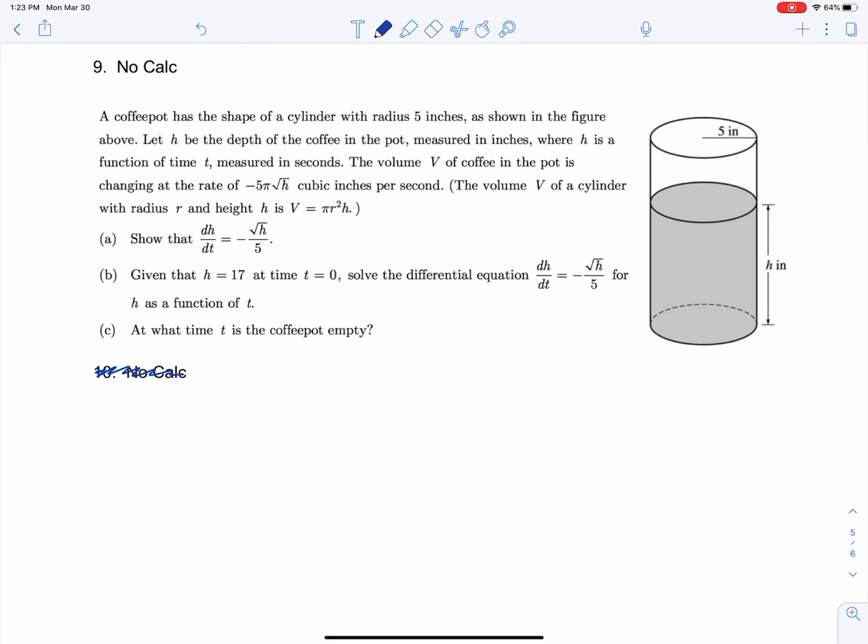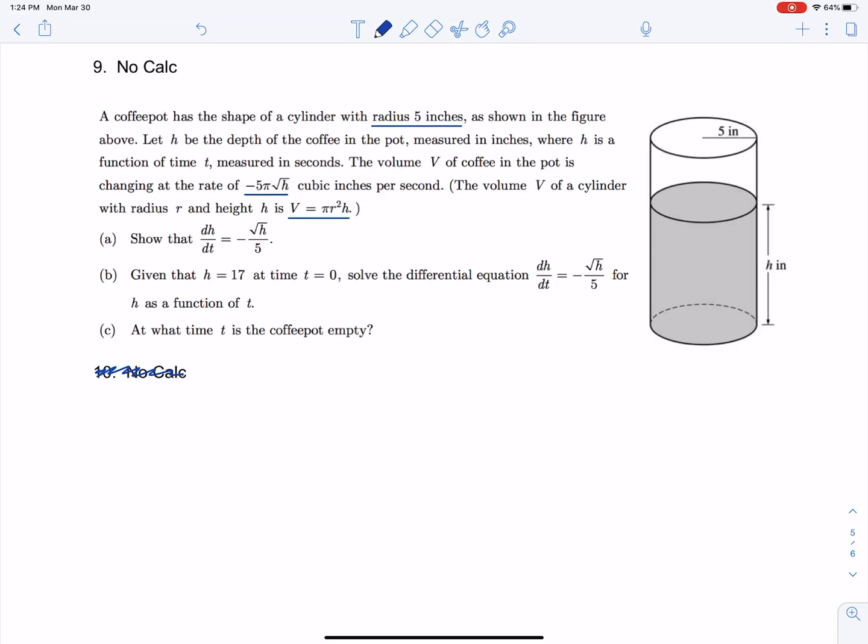So we got a coffee pot. It has a shape of a cylinder with a radius of 5 inches. H is the depth of the coffee pot, measured in inches, where H is a function of time, measured in seconds. The volume of the coffee pot is changing at a rate of this. And they gave us a hint: the volume equals this. So let's see what we got here.